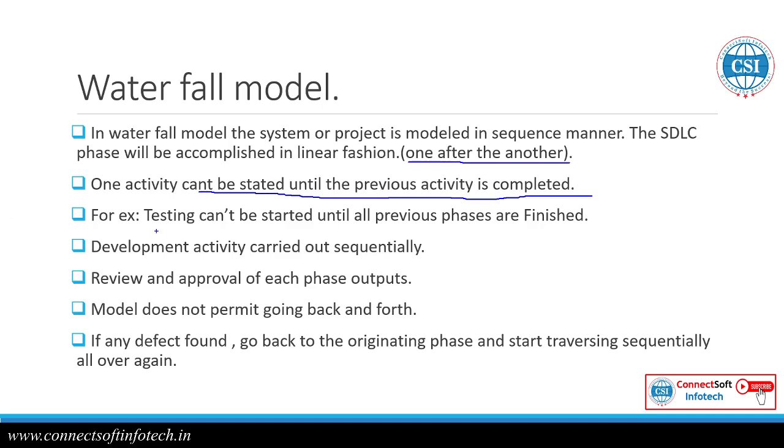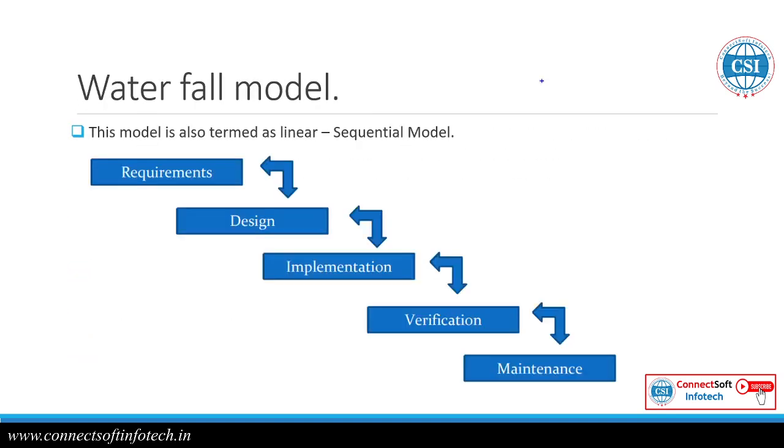For example, testing can't be started until all the previous phases are finished. Suppose we have the requirement, we can't start the testing here. Verification we can't. This is the waterfall model. It means the QA team is involved at the end of the coding, in the waterfall model. This is a disadvantage.